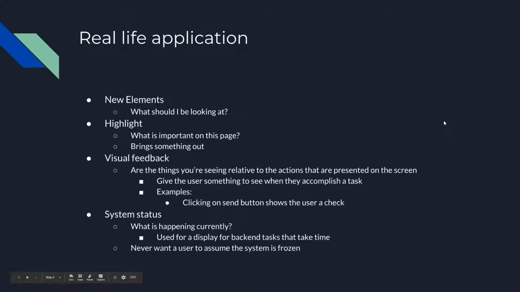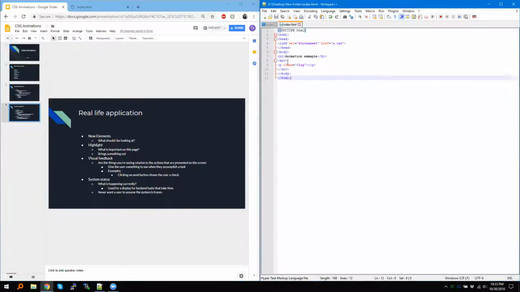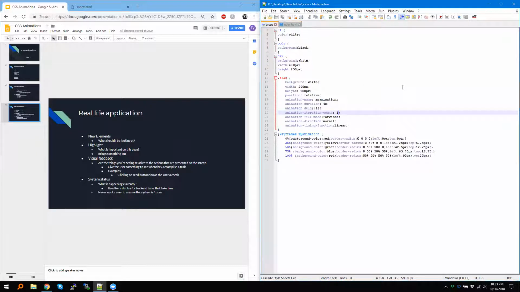So there are new elements, like, what am I looking at? Something new is introduced. You can use an animation to do that. And I have a few examples. Well, I have one example actually, and it's pretty simple. This is the code. It's just a simple HTML page with a class flag, and all of the code really is in the CSS. So this is my flag CSS.